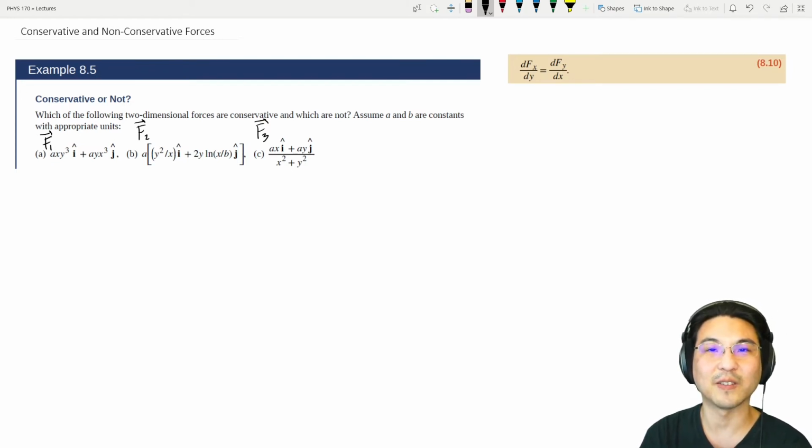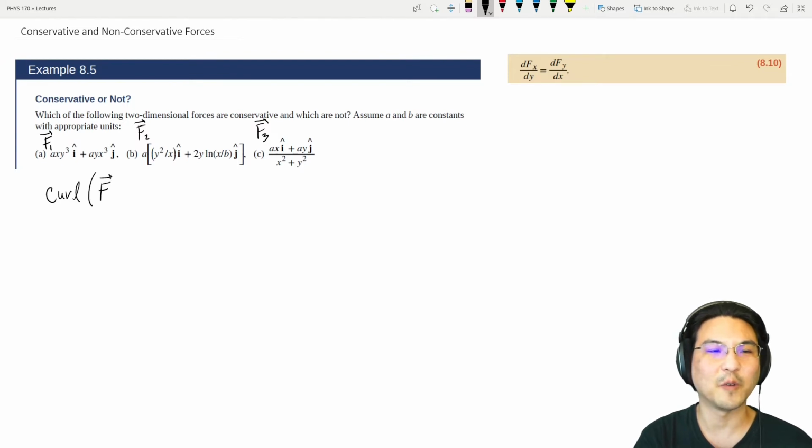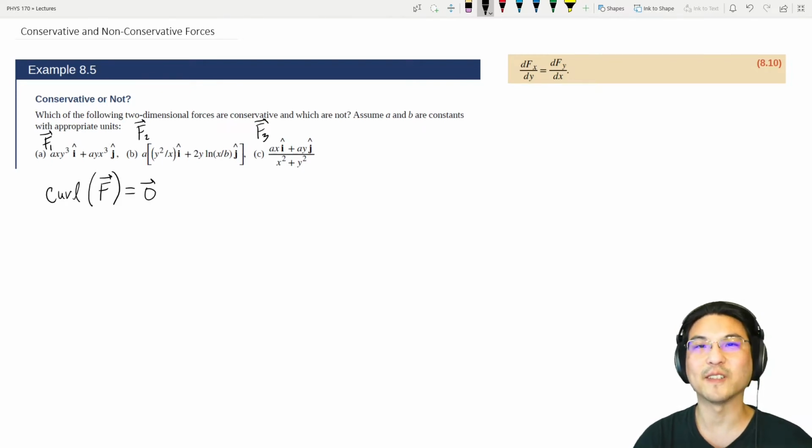And there's a test. The test is you take the curl of whatever that force vector is. If the curl is 0, then that force is conservative. If the curl is not 0, then the force is non-conservative. That's all. Okay, so my concern is that some of you may not have seen the curl in calculus class yet, so let me explain.